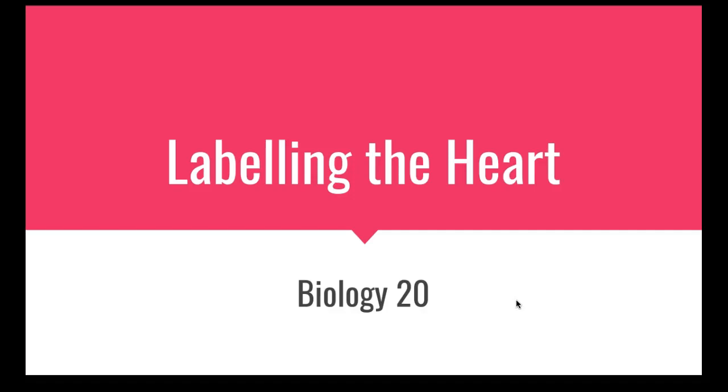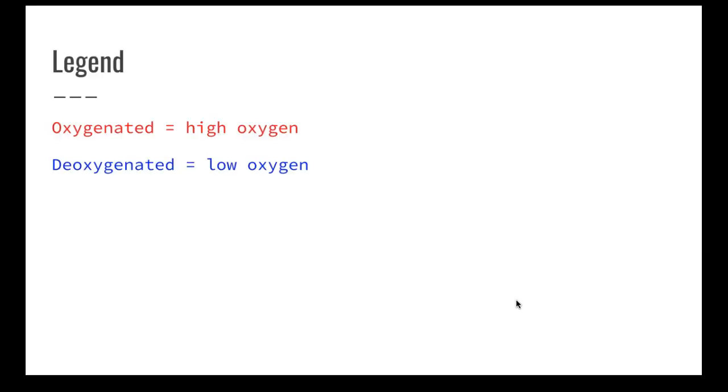Hi everyone. Today we are going to be labeling the heart on your diagram on page 4 in your notes. I just wanted to start by saying I'm going to be using two different colors. If you see red writing, please make sure you write it down in red, and that's going to represent blood that is oxygenated, which just means that it has high amounts of oxygen in it. If I use blue writing, that means that it's deoxygenated, which just means low oxygen.